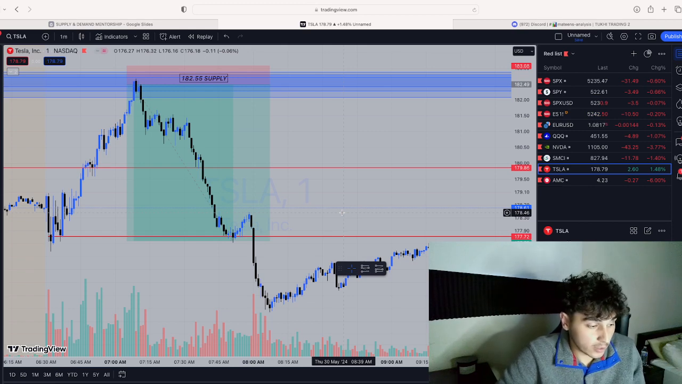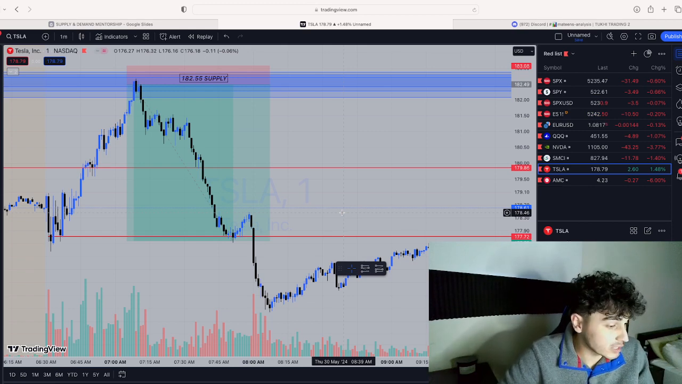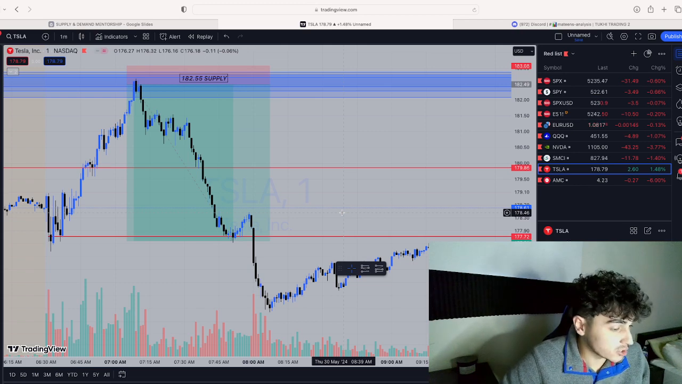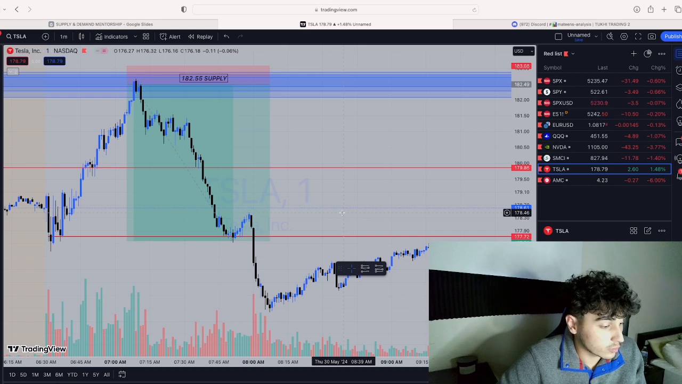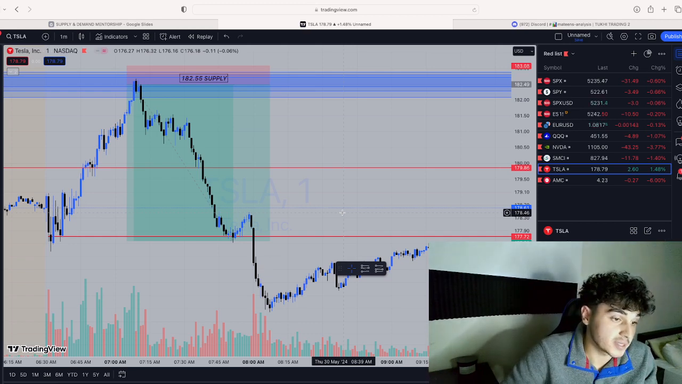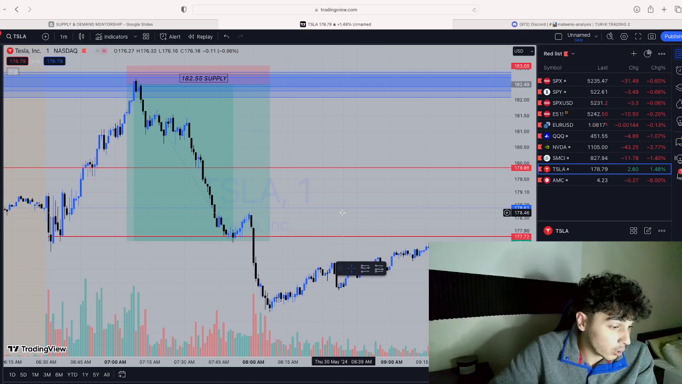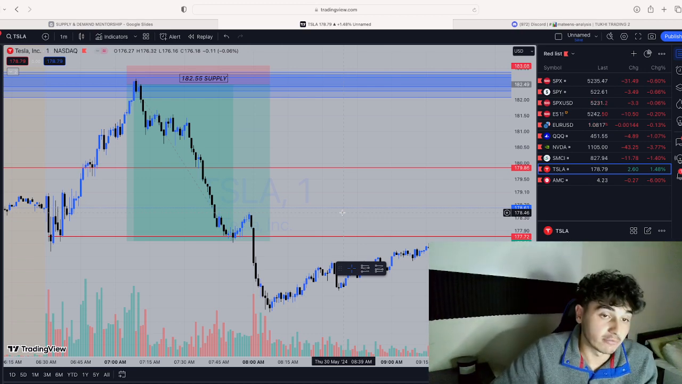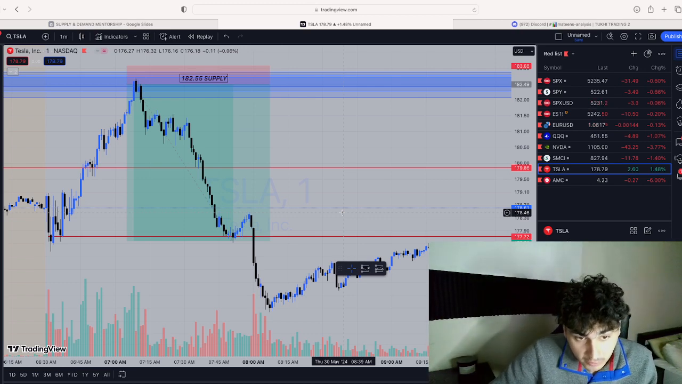For example, if price goes into our demand zone, we want to start to see the candles look bullish, to start to show buying pressure, right? Because obviously if we're trading off demand, we want to look for a move to the upside. So we would want to look for bullish price action, vice versa for supply. That's one of the biggest things.